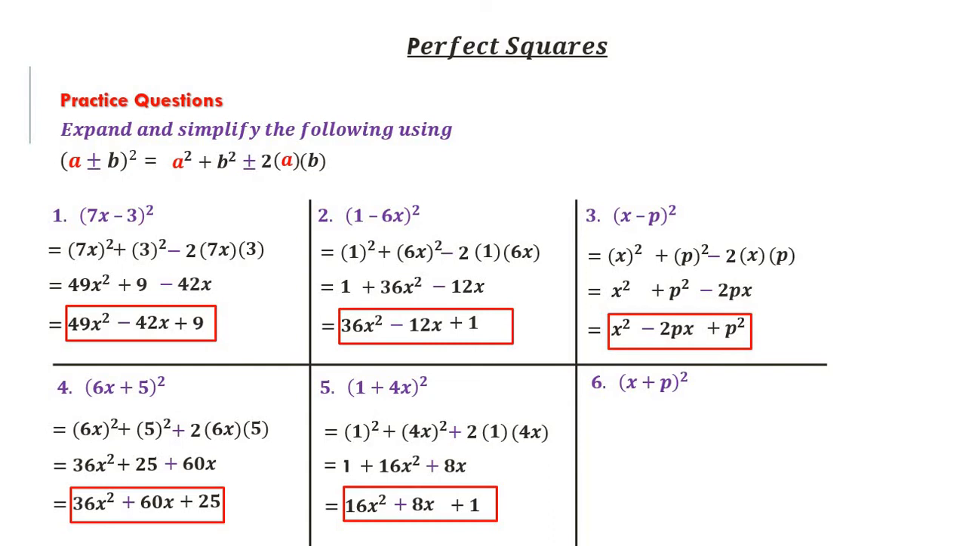Any questions? Post in the comments. Then last, we square the first, add it to the square of the second, plus, again, because we have a plus, we use plus 2, multiplied by the first times the second term. Simplifying, we get a solution.